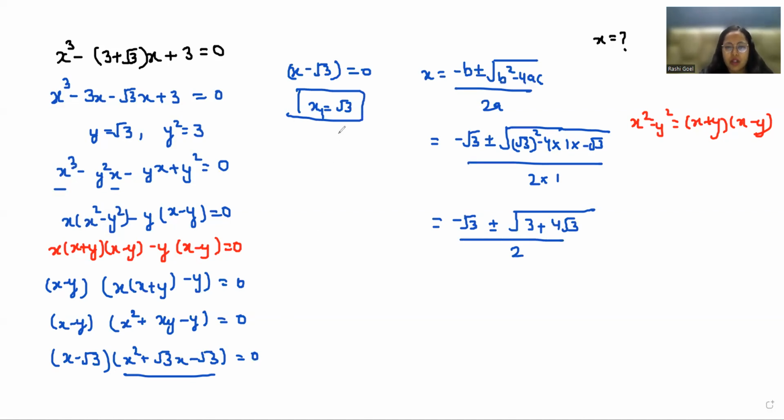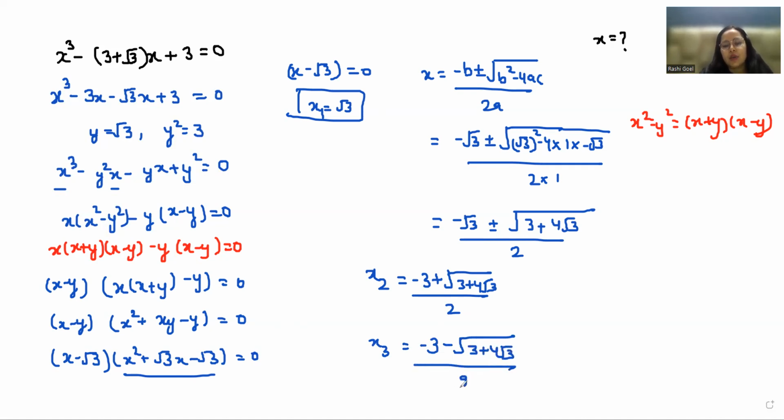So our x1 is square root of 3, x2 is negative square root 3 plus square root of 3 plus 4 root 3, by 2, and x3 is negative square root 3 minus square root of 3 plus 4 square root of 3, by 2. These are the three values of x.